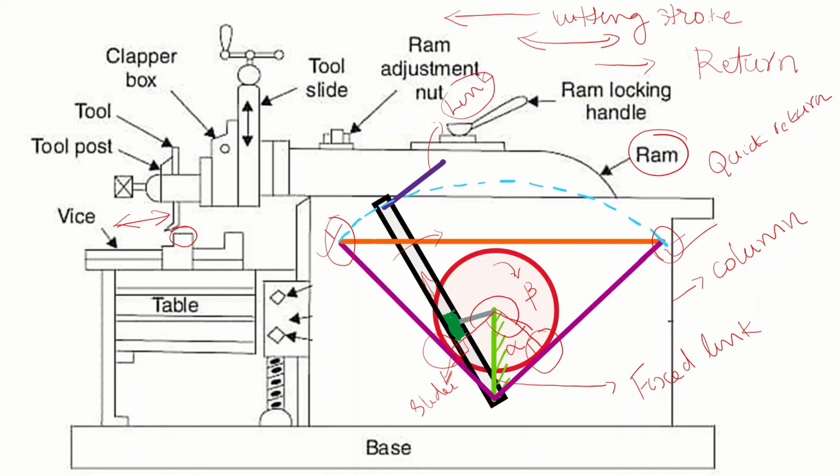So when a question comes like explain the crank and slotted lever mechanism of a shaper, or the working principle of a shaper, you can draw this particular figure, that is the crank and the slotted lever, and you can make your own justifications for that.